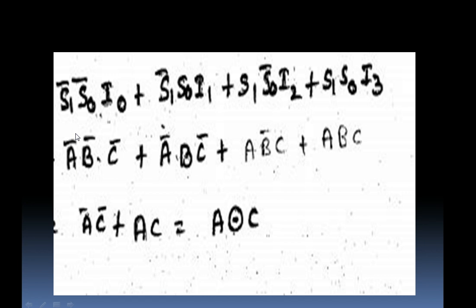So here I am writing the output equal to S1 bar S naught bar into I naught, 0 0 I naught, 0 1 I1, 1 0 I2, 1 1 I3, and here the selection line values are A and B. So I am substituting all the values. After simplification we are getting A exclusive NOR B.